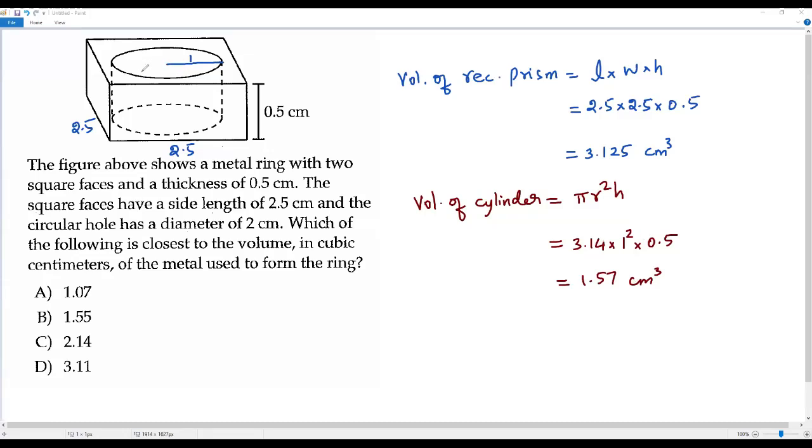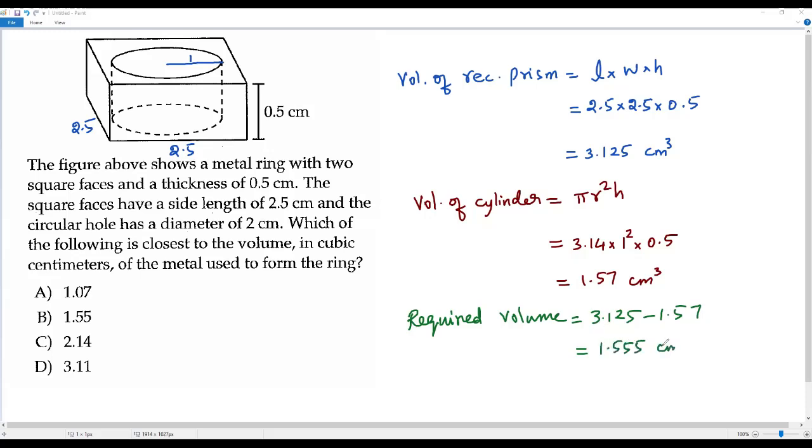The rectangular prism, as I said earlier, is completely filled. From the completely filled rectangular prism, I have to remove the volume of this hole so that I'll be getting the volume of the metal used to form the ring. So let me write the required volume over here. To get the required volume, we have to subtract the volume of the metal we have in the hole from the volume of the rectangular prism, that is 3.125 minus 1.57. Let me subtract it. 3.125 minus 1.57.